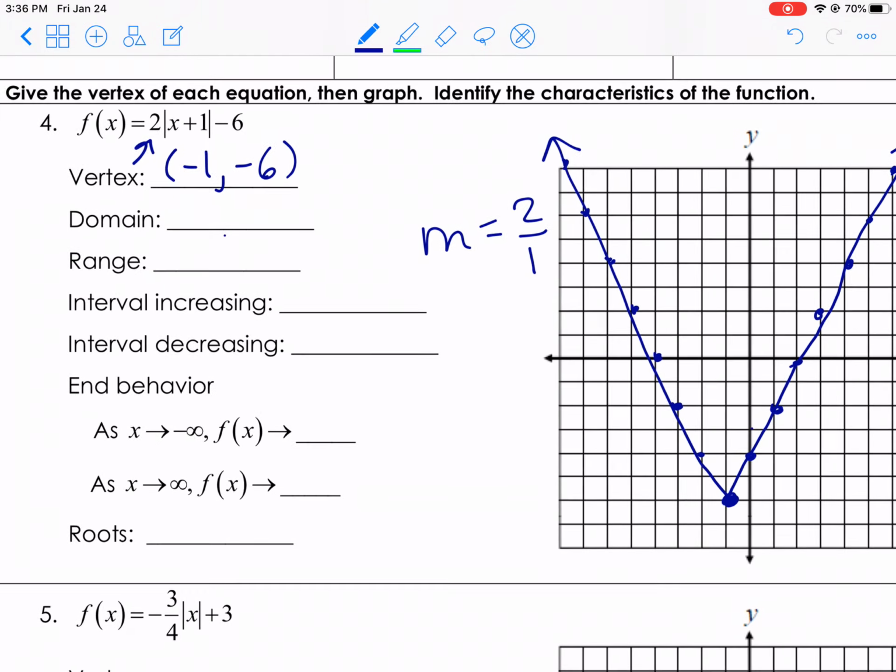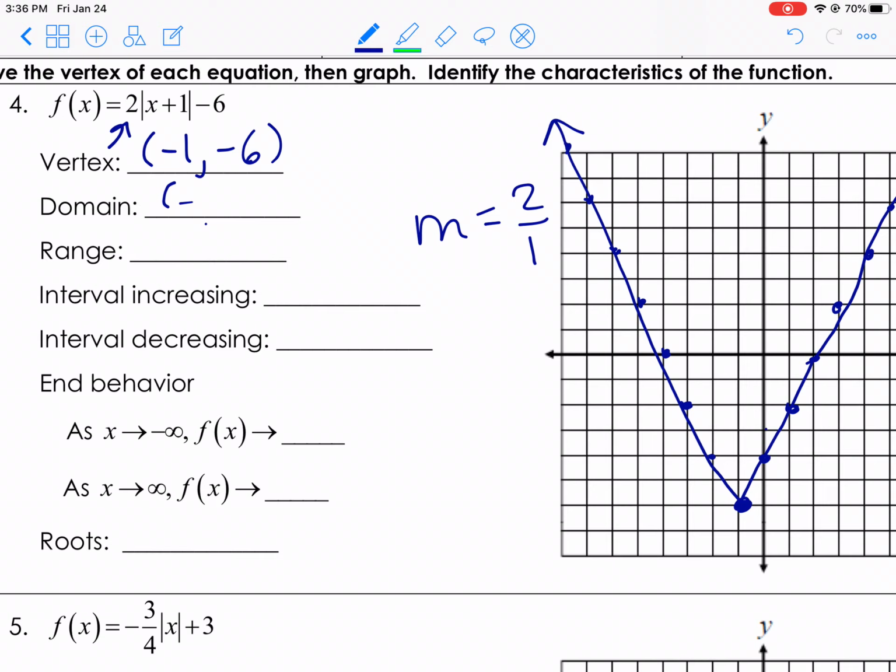All right. The domain on absolute value functions is negative infinity to infinity. The range, we're going to go from the low point here and then up. So the low spot happens at negative 6 to infinity. We're using a bracket here because it includes the point negative 6. We know that on the function we can get that answer.